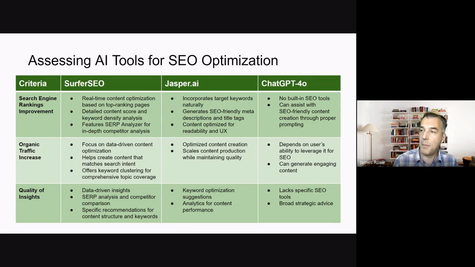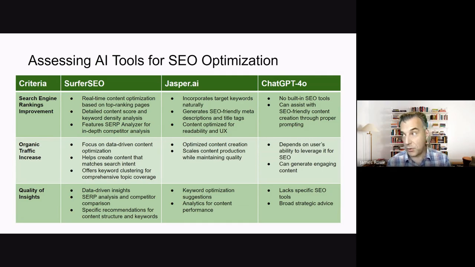Jasper AI, because it's a content generation tool, is looking at how to incorporate your keywords naturally into the content it's generating. So you give it a set of keywords, it will build them in and sprinkle them through the content, and then also generate SEO-friendly tags and descriptions for your content. And then it's really about optimizing content for readability and user experience.